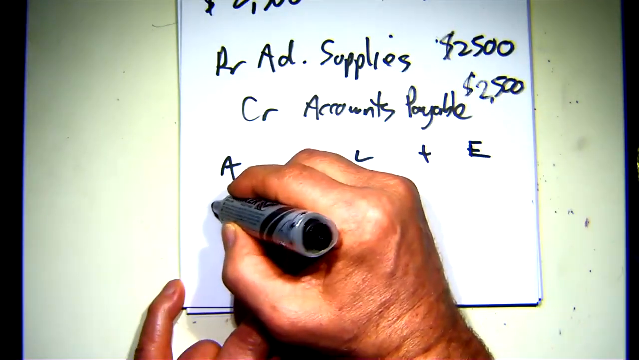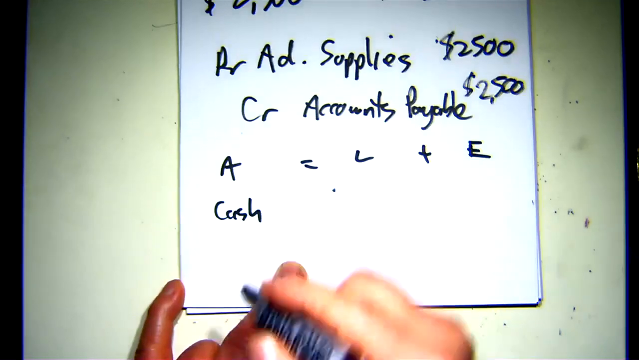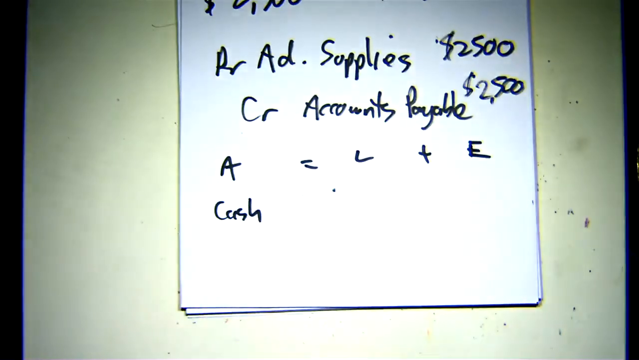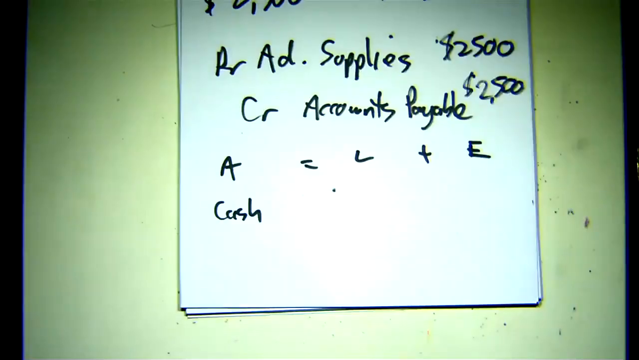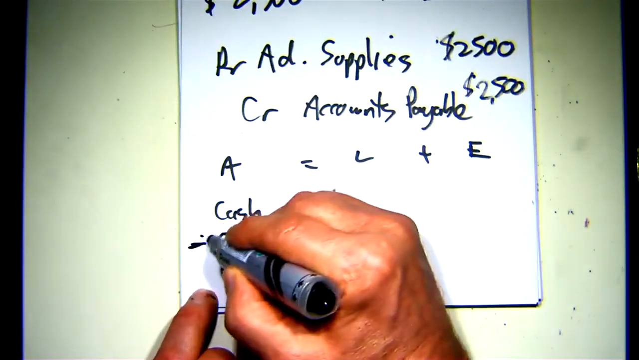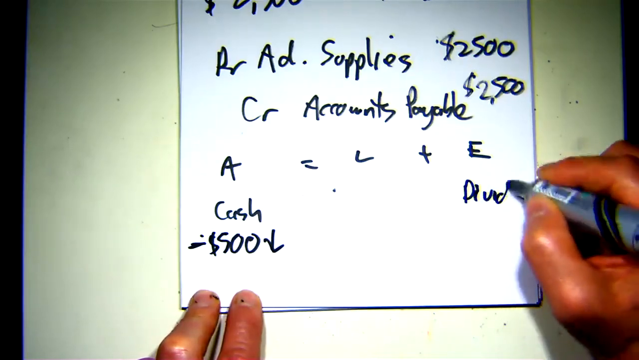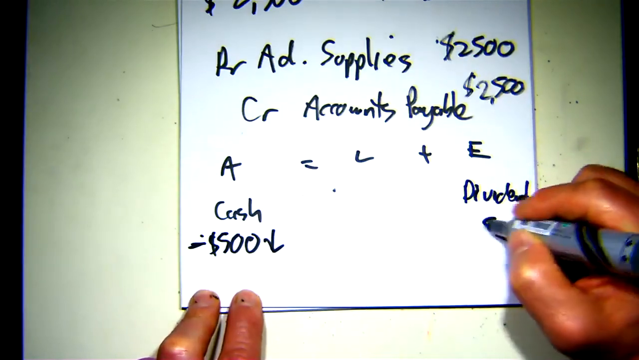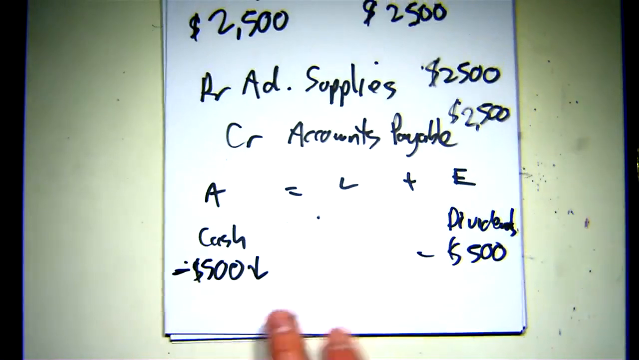So we're paying a cash dividend. I can't remember how much, I'll just call it 500. So cash is 500. This is a decrease, and we're paying dividends. And dividends get paid out of retained earnings.